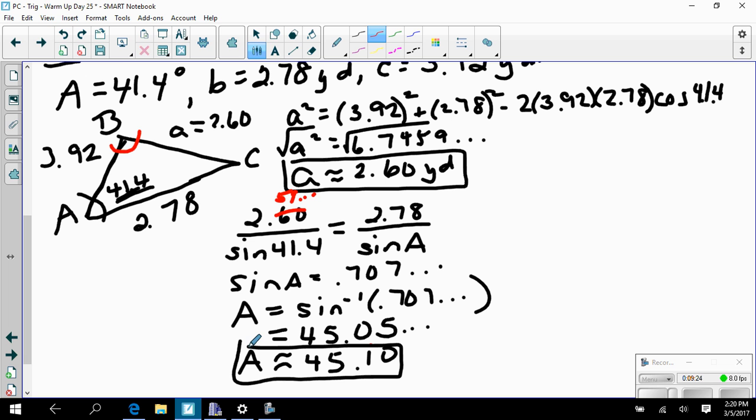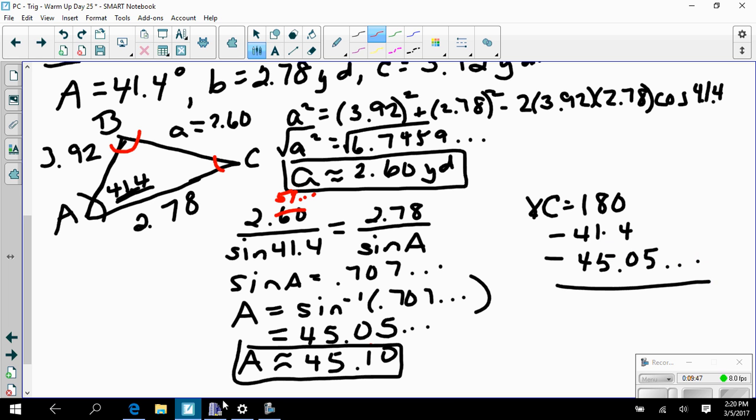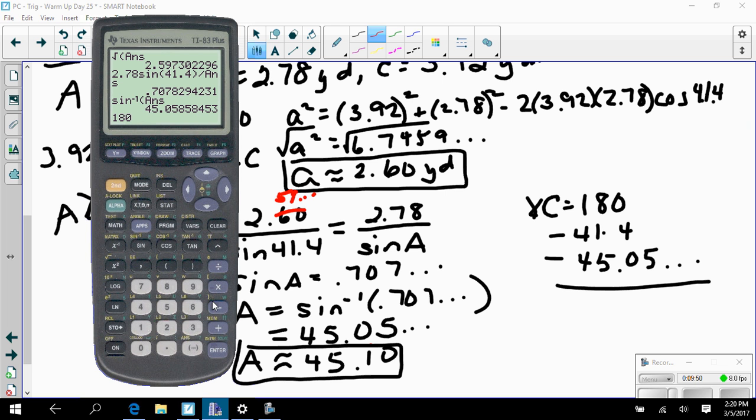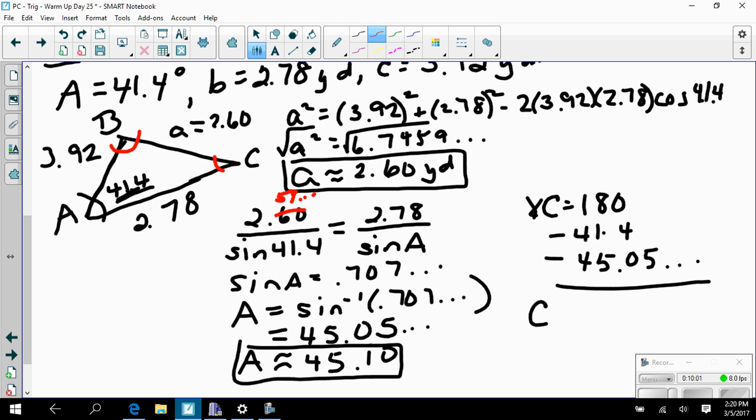Okay, so that's A. Now the last thing I got to do is find C, and at that point this should be easy because if I know these two angles, what do I know about three angles in a triangle? They add to 180. Okay, so I can just come over here and say angle C is going to equal 180 minus 41.4 minus, use that non-rounded answer again to get your most accurate answer. So here in my calculator, 180 minus 41.4 minus that answer, so second answer again, gives me 93.5. So C is equal to 93.5 degrees.